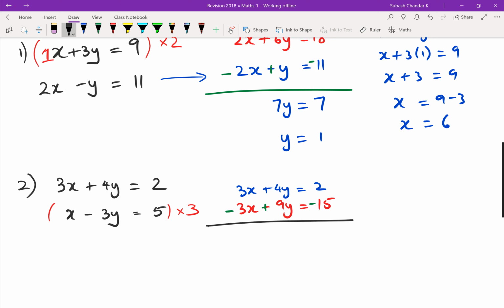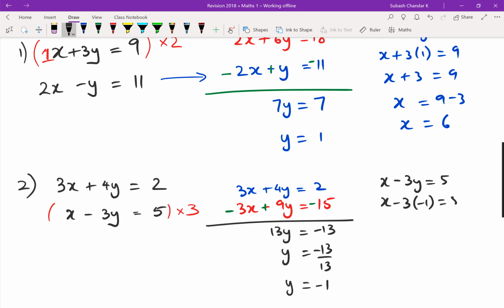And what I've got is 3x minus 3x is 0. 4y plus 9y is 13y. 2 minus 15 is negative 13, which means y equals negative 13 divided by 13. y equals minus 1. Now if that's the case, then I substitute it back into my original equation. So I've got x minus 3 times negative 1 equals 5. x plus 3 equals 5. Therefore, x equals 5 minus 3, which equals 2.